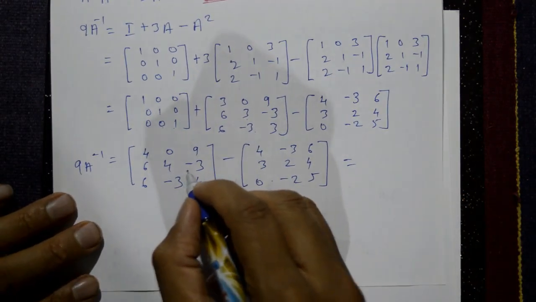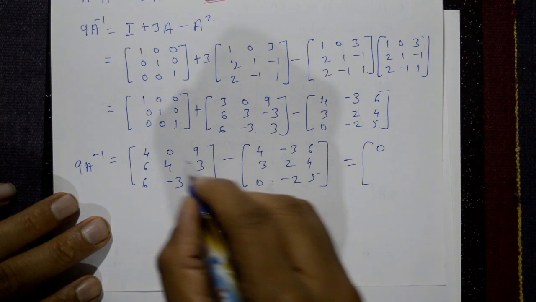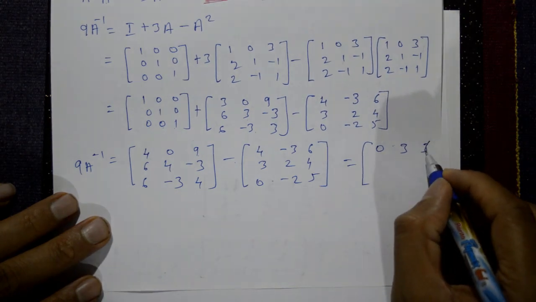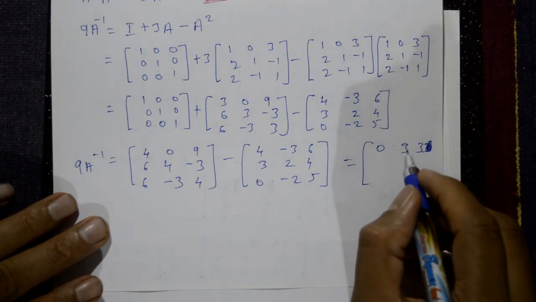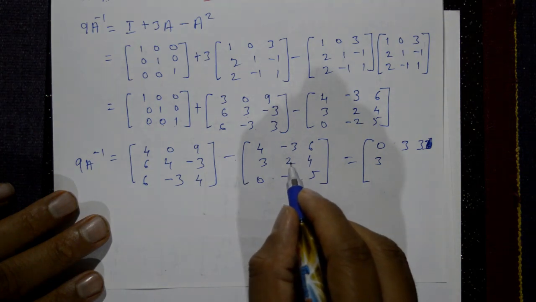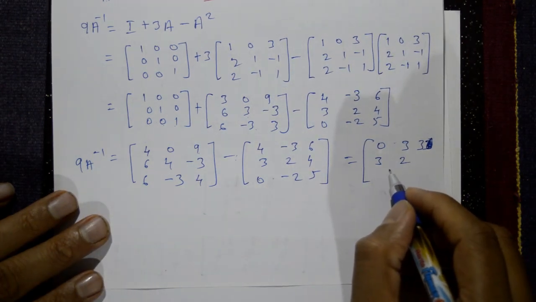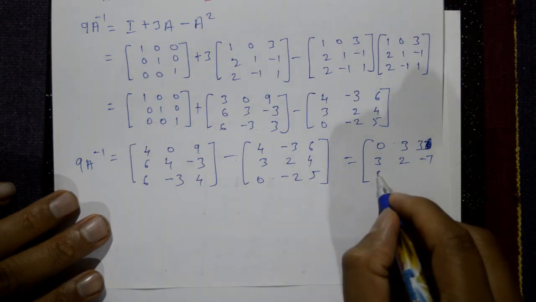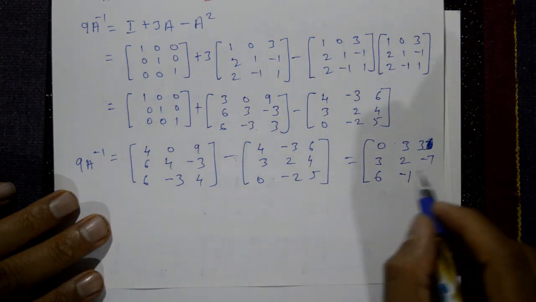So after subtraction, this matrix minus this matrix, we get 4 minus 4 is 0, 0, minus 3 plus 3 is 0, 9 minus 6 is 3, and 6 minus 3 is again 3, 4 minus 2 is 2, and minus 3 minus 4 is minus 7, 6 minus 0 is 6, minus 3 minus of minus 2 is minus 1, 4 minus 5 is again minus 1.